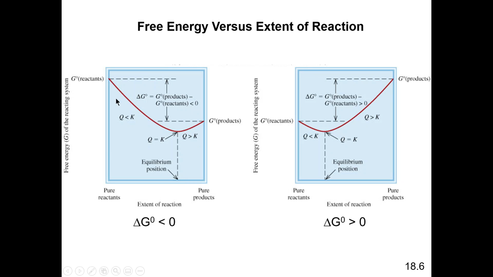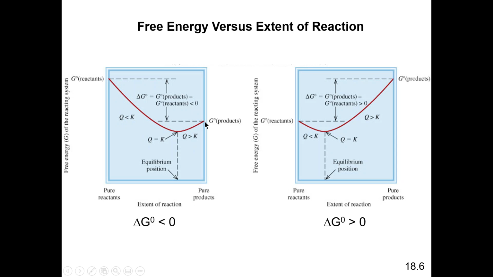So this graph over here represents a situation where delta G is negative. So we're talking about a spontaneous reaction going from pure reactants to pure products. As you go from reactants to products, the free energy falls until you get to a minimum here, and that's the equilibrium position where the free energy is at a minimum, right? That's where Q is equal to K. Before that, Q was less than K, so the reaction has to proceed to equilibrium here.